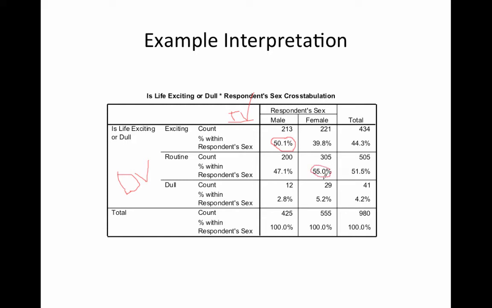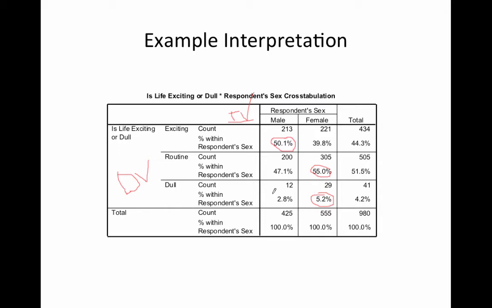And so what that does is it shows us that relationship. So what we can see here is that 50.1% of males find life exciting as compared to 39.8% of females. And then if you look at the category of dull, you'll see that women or females find life dull about twice as often as men. So this would seem to support our hypothesis.